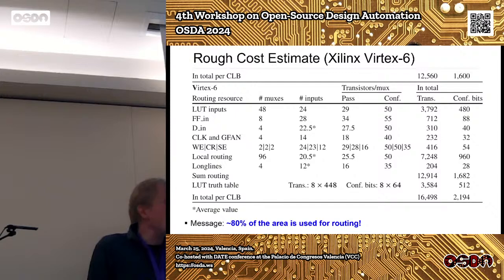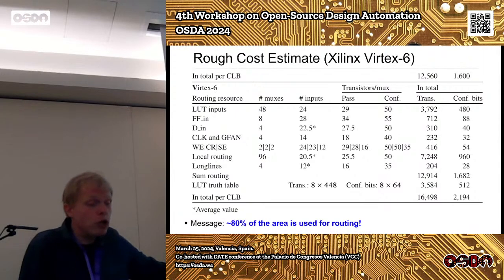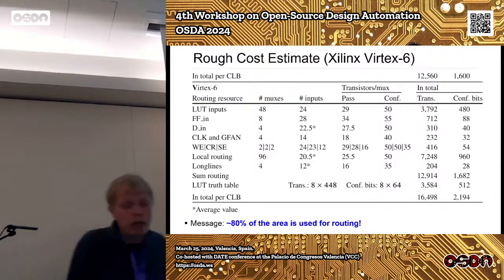From all these numbers, what you really buy is the switch matrix multiplexers. This is 80% of what you get from Xilinx. Careful: if you implement an FPGA and it should be efficient, you need to get the routing fabric right. This is actually more important than the logic.